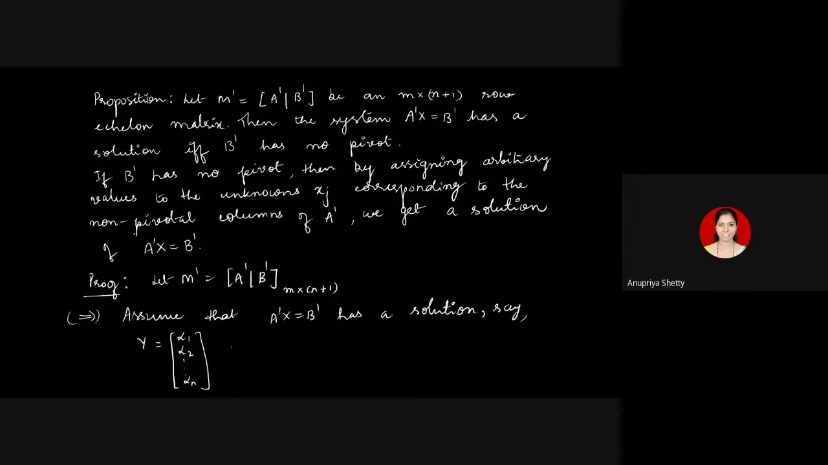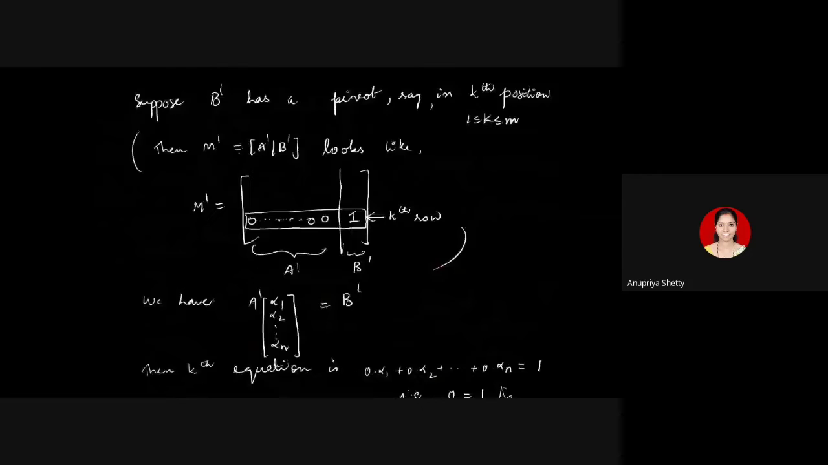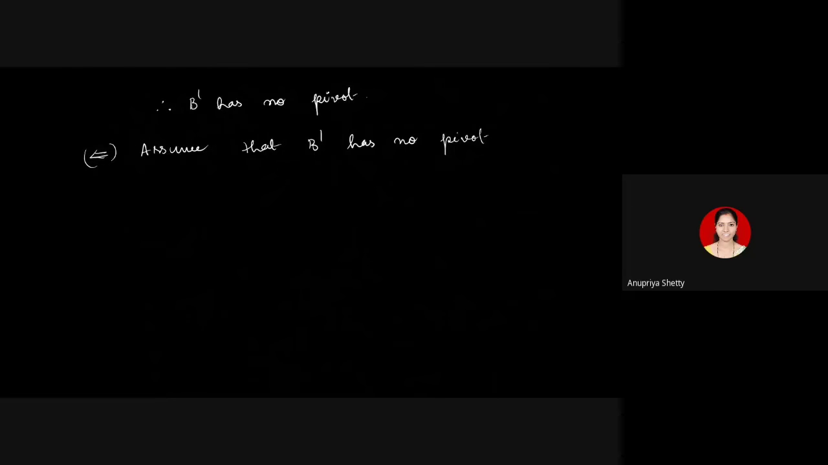We'll try understanding what that means. Assume that B dash has no pivot. What does that mean? When I look at the augmented matrix M dash, which is already in the row echelon form, this B dash can have any non-zero entries or zeros, anything. We don't know what exactly they are. This is B dash, but it doesn't have a pivot.